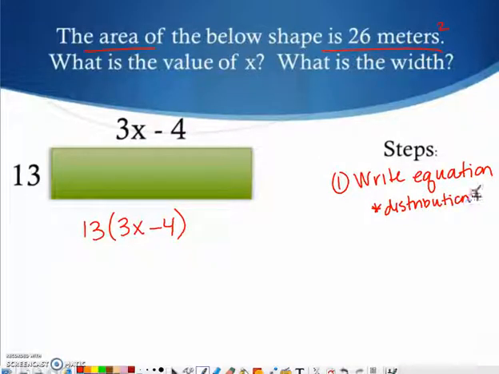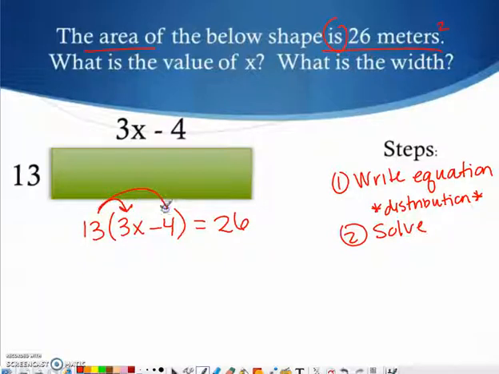Can you read my handwriting? And then up here it says the area is 26, which means this equals 26 meters. And then step 2, same as last time, is we just solve. And we know how to solve this. This is not new. The new one's only step 1.